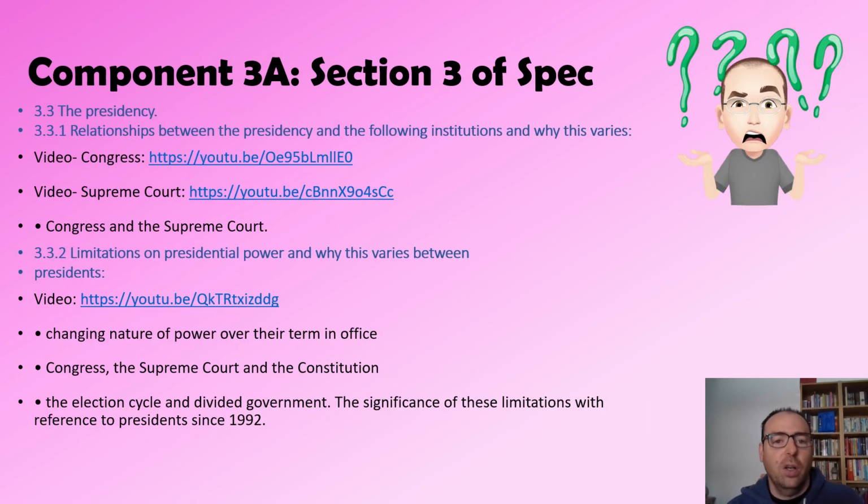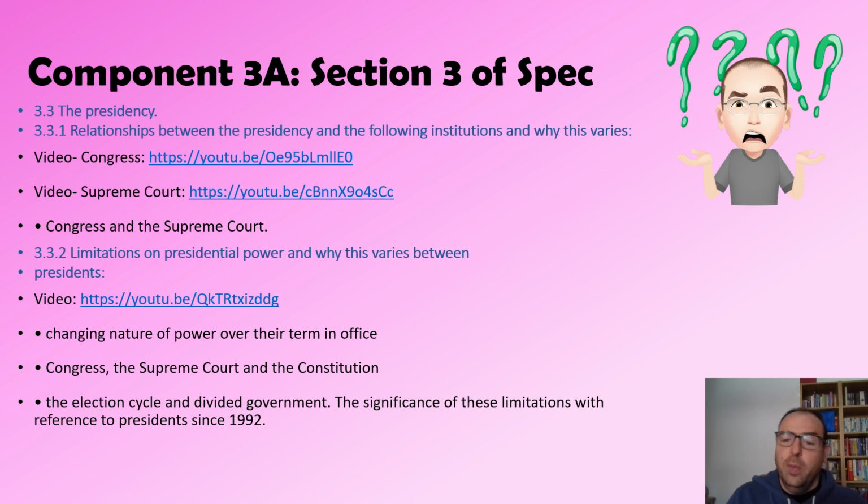So we've also then got other aspects of the presidency which are in there. So the relationship between the presidency and the following institutions: its relationship with Congress, its relationship with the Supreme Court, and I've done videos on both of those. You've got limitations on presidential power, and it varies between presidents. So again, it's all the bits with the nature of the power in the term of office, and how the first 100 days is usually significant. The impact midterms can have, and then at the end you get that lame duck bit at the end of the presidency.